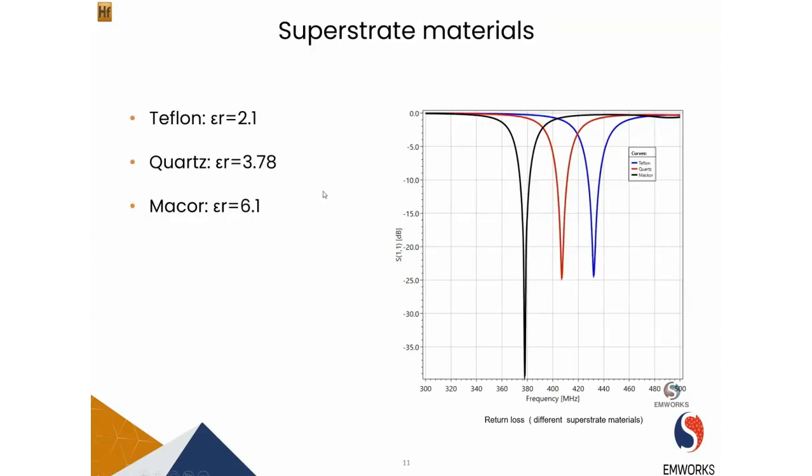As we mentioned earlier, using a substrate is important in implantable antennas as it prevents short circuit between the antenna and the body tissues. So in this study, we want to study the effect of 3 different substrate materials: Teflon, quartz, and Mycore. From the return loss plot on the right, we can see that increasing the permittivity of the substrate leads to reduced resonant frequency. Basically, higher permittivity of the substrate makes the effective wavelength shorter and hence lowers the resonant frequency. From this study, we can see that quartz gives the best performance as compared with the other 2 materials.